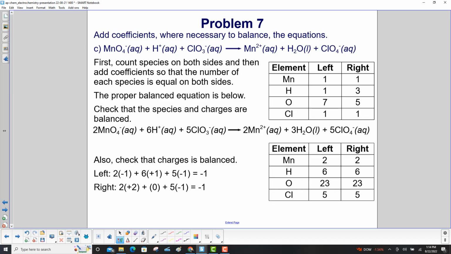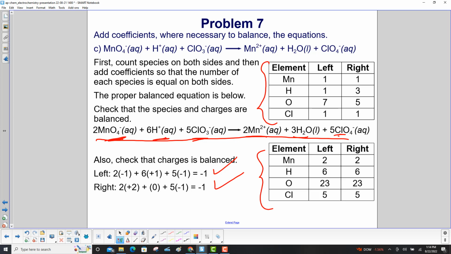And the last problem, same thing. We list what we start with here in a little table. Then we work with the equation until we can get the elements to balance. So that's all good. Now check that the charges are balanced. Let's see, 2 times negative 1, 6 times plus 1, 5 times negative 1, and that gives us a negative 1. That's good. The other side, plus 4, 0, minus 5, minus 1. It works. We're good.